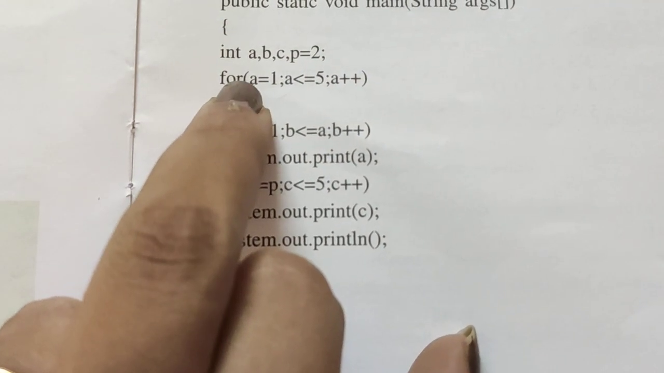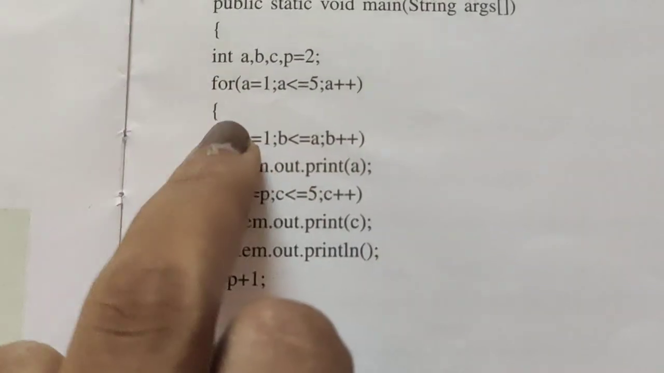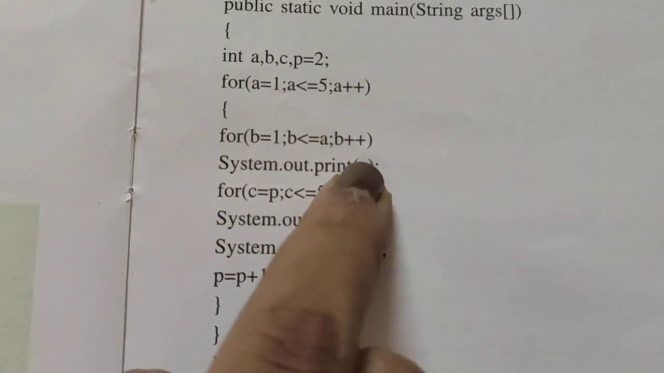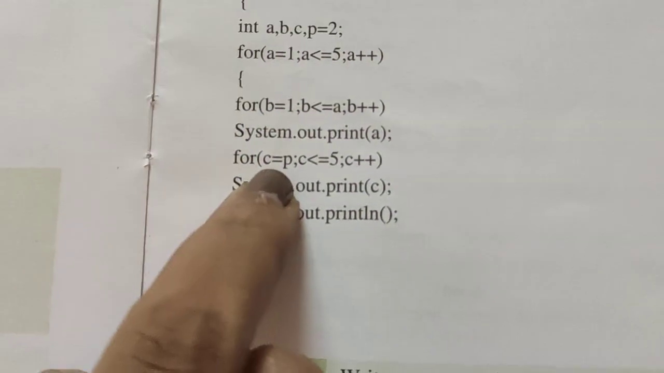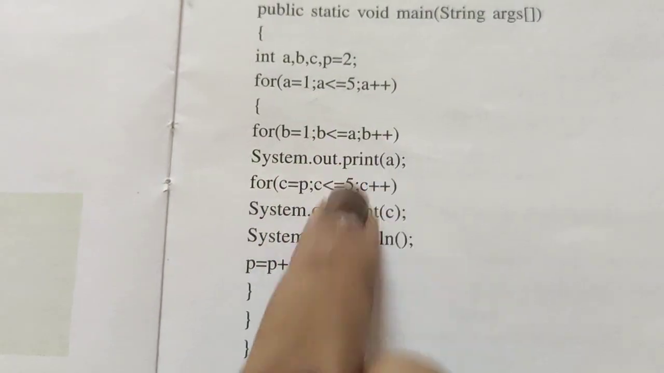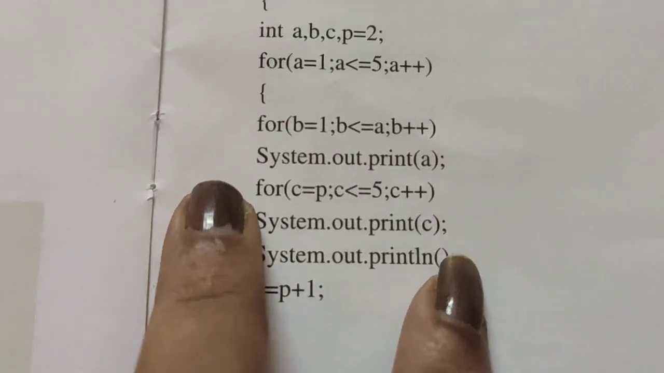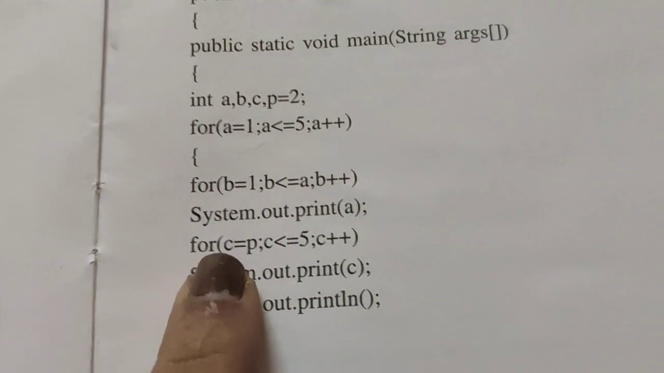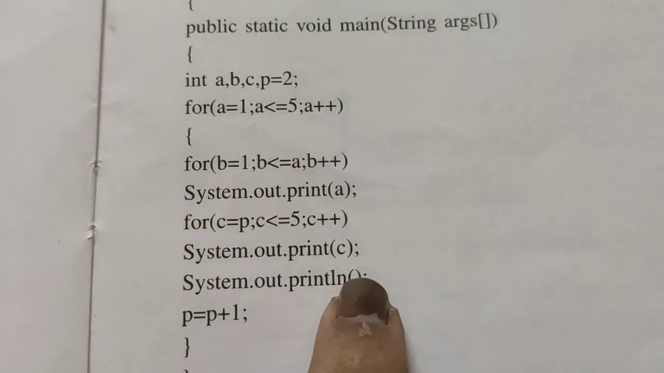So if A is equal to 1, A 1 is going to be printed only 1 time. So B is equal to 1, B is less than or equal to A means 1. So 1 time it will be printed, and it will go to the next for loop. In the next for loop, C is equal to P. From 2 it has to be printed, because 1 has been printed here. See, 1 is here, so 2, 3, 4, 5 has to be printed right next to it. So C is equal to P. P they have initialized here as 2. So it will start printing from 2 until 5.